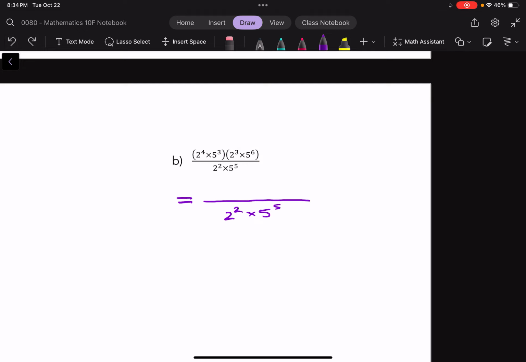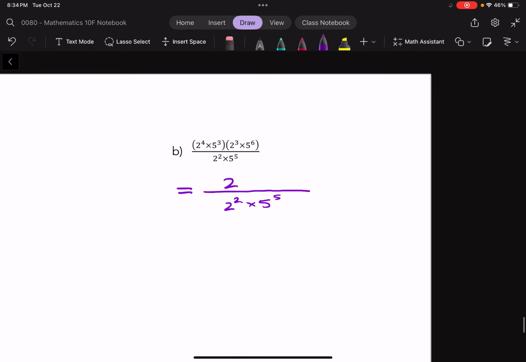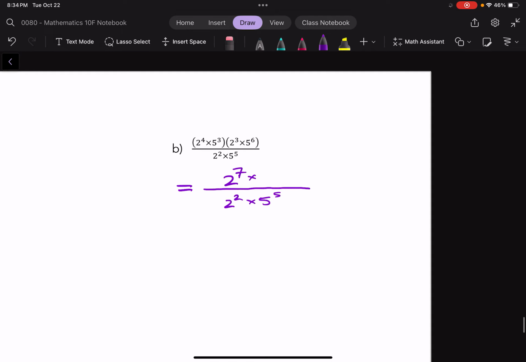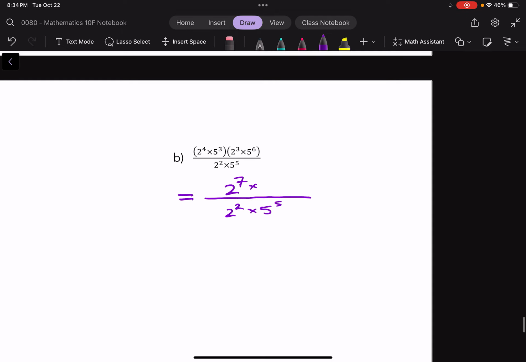So power laws apply. 2 to the 4 times 2 to the 3 will give us a base of 2 and an exponent of 4 plus 3 is 7. Don't mind me as I figure out how to write 7. Nailed it. And then we've got 5 to the power of 3 times 5 to the power of 6, which will give us a base of 5 and an exponent of 3 plus 6, which is 9.